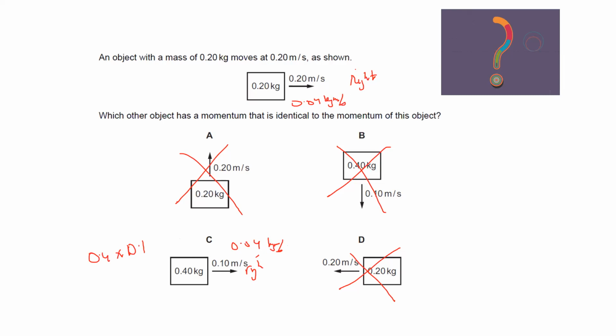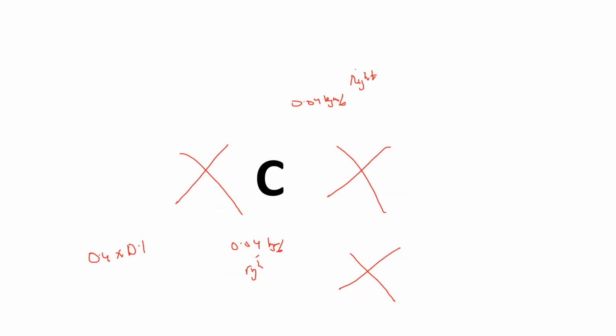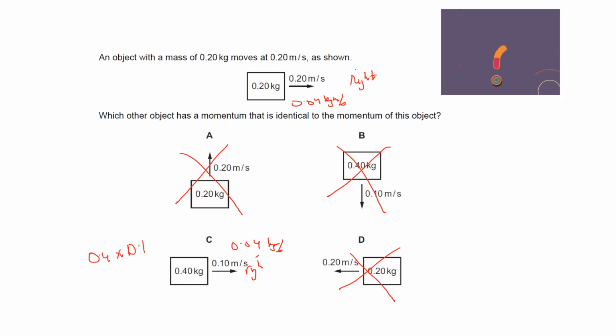Is it clear, this example? Why C is the right answer for this? Because momentum is a vector quantity. For identical momentum, the object should move in the same direction and the value should be the same. So B, C and D are totally wrong because they are moving in a different direction compared to the question.